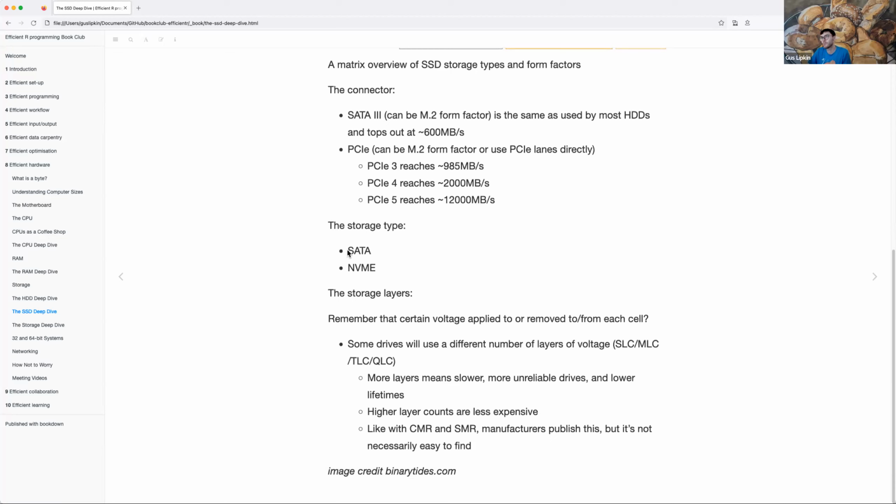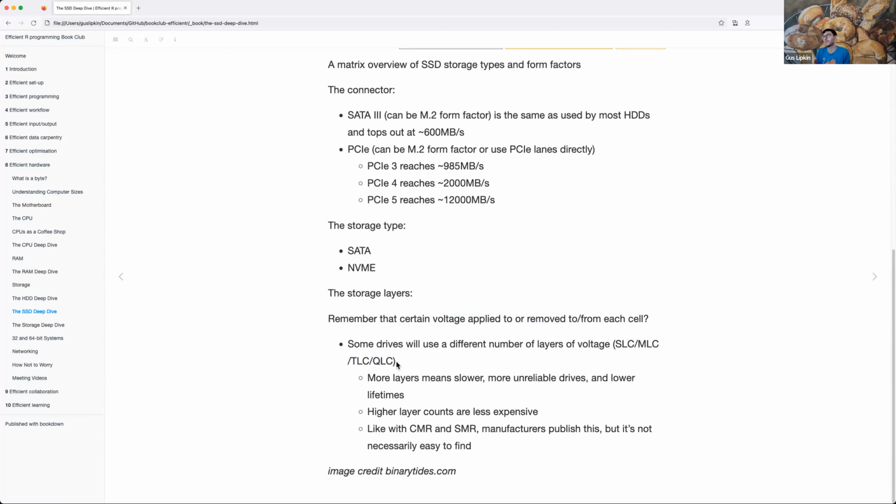And then we've got the storage type, which is SATA or NVMe. And this one generally works with PCIe lanes, while SATA storage type works with SATA connectors and lanes. And then if you guys remember when I said solid state drives are magic and there's a certain voltage applied to or removed from each cell, and I also said that computers are binary and they're either on or off, well, guess what? Not anymore. Some solid state drives use different numbers of layers of voltage. And so there's single, multi, triple, and quad level.